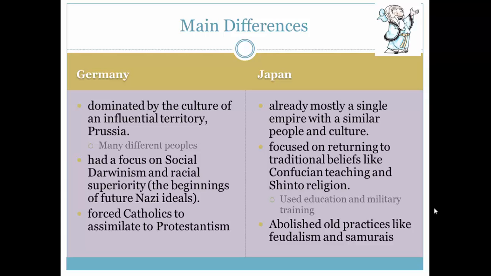And then Japan instead returned to these traditional beliefs, and they were fighting to keep Japanese beliefs Japanese, and they did not want any European influence in their education and what they were teaching. So they stuck with Confucianism and Shinto beliefs. And then Germany forced Catholics to assimilate to Protestantism, part of, again, unifying the country in a very controlling manner, but again, unifying the country. And then Japan didn't care so much about religion. They've never been a strongly religious country. It was more abolishing old practices like feudalism and samurais, and instead focusing on becoming modern.